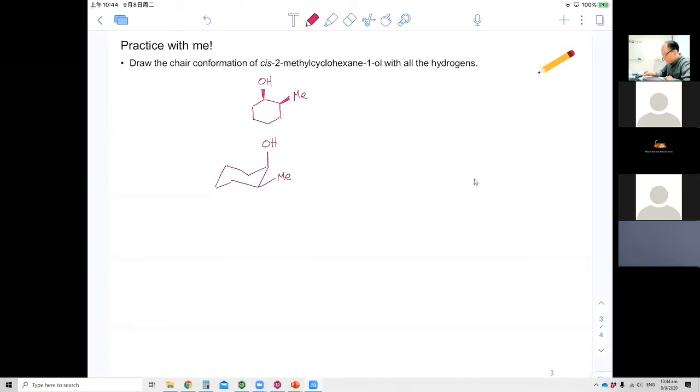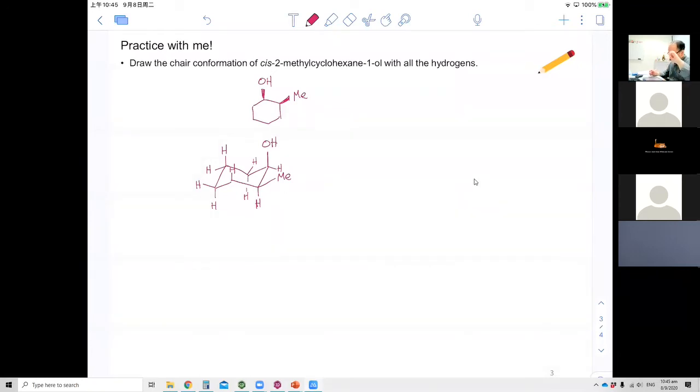And then because I asked you to draw all the hydrogens, we can just draw all the hydrogens here. And we have axial, equatorial, axial, equatorial, equatorial, axial, and axial. All right. So this is one chair conformation of the molecule.